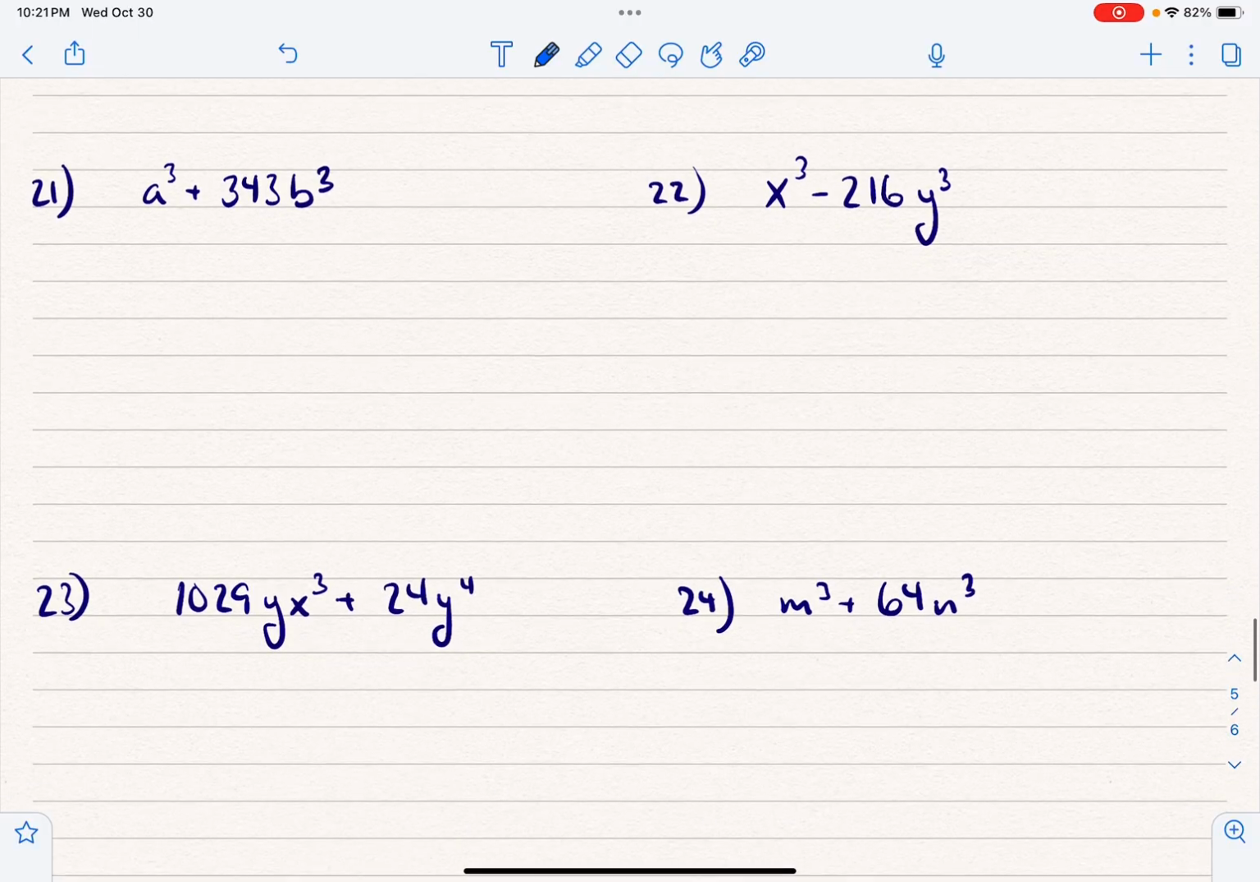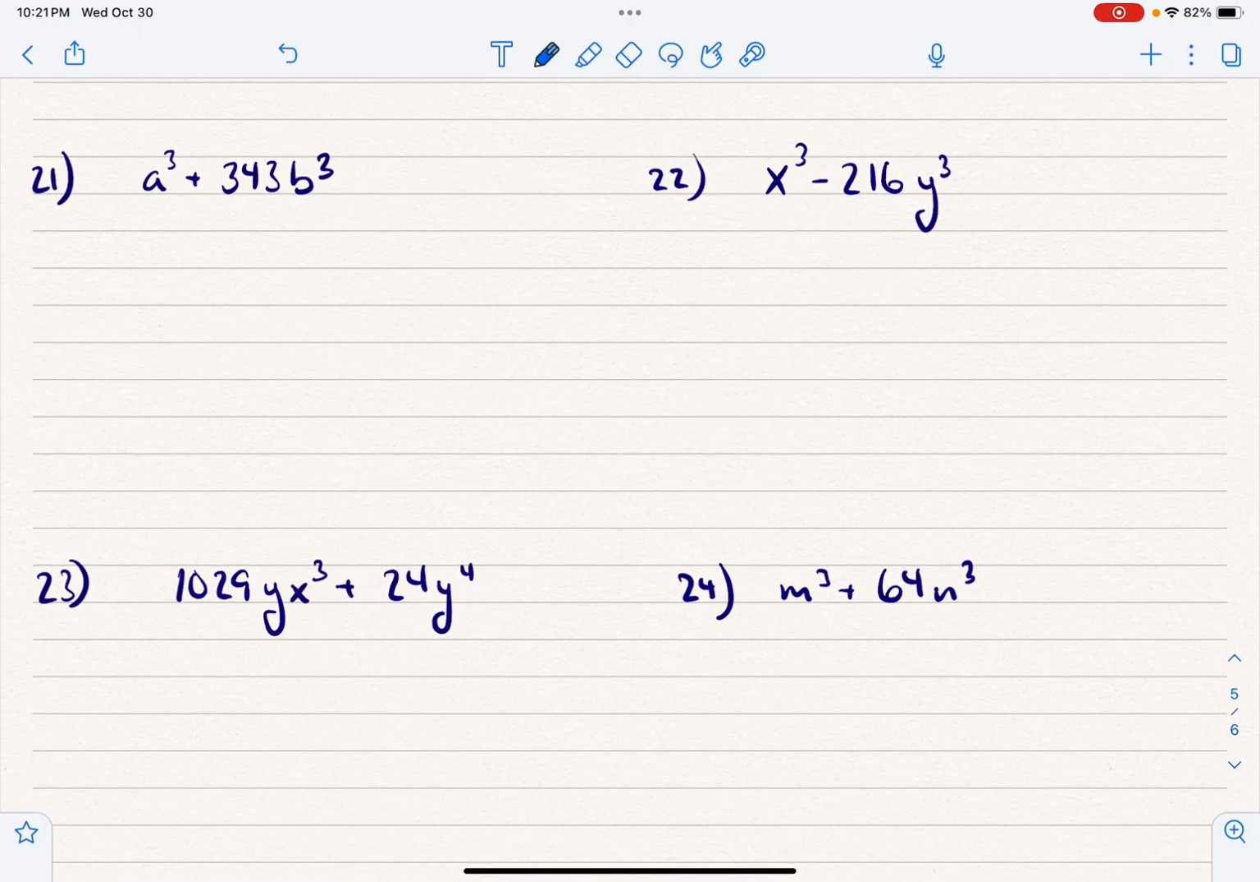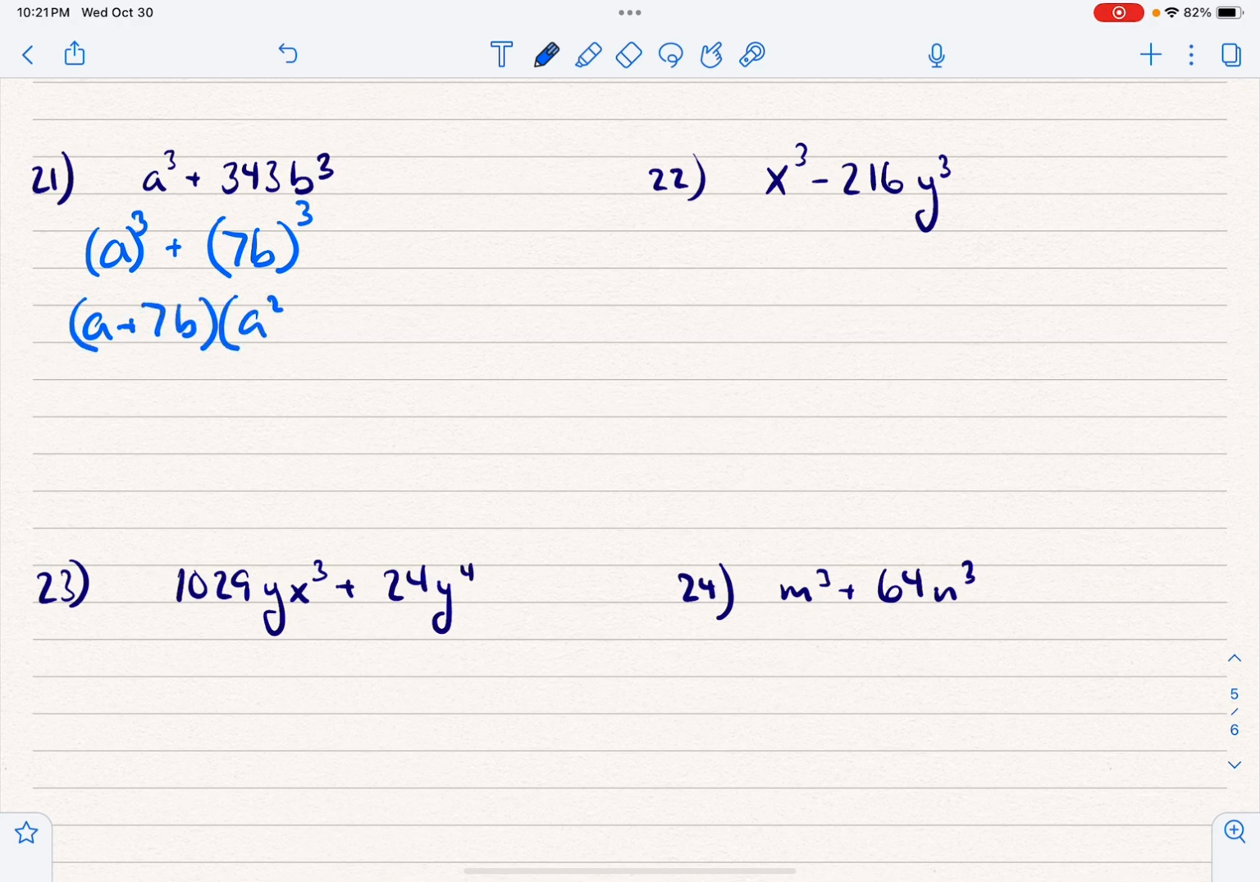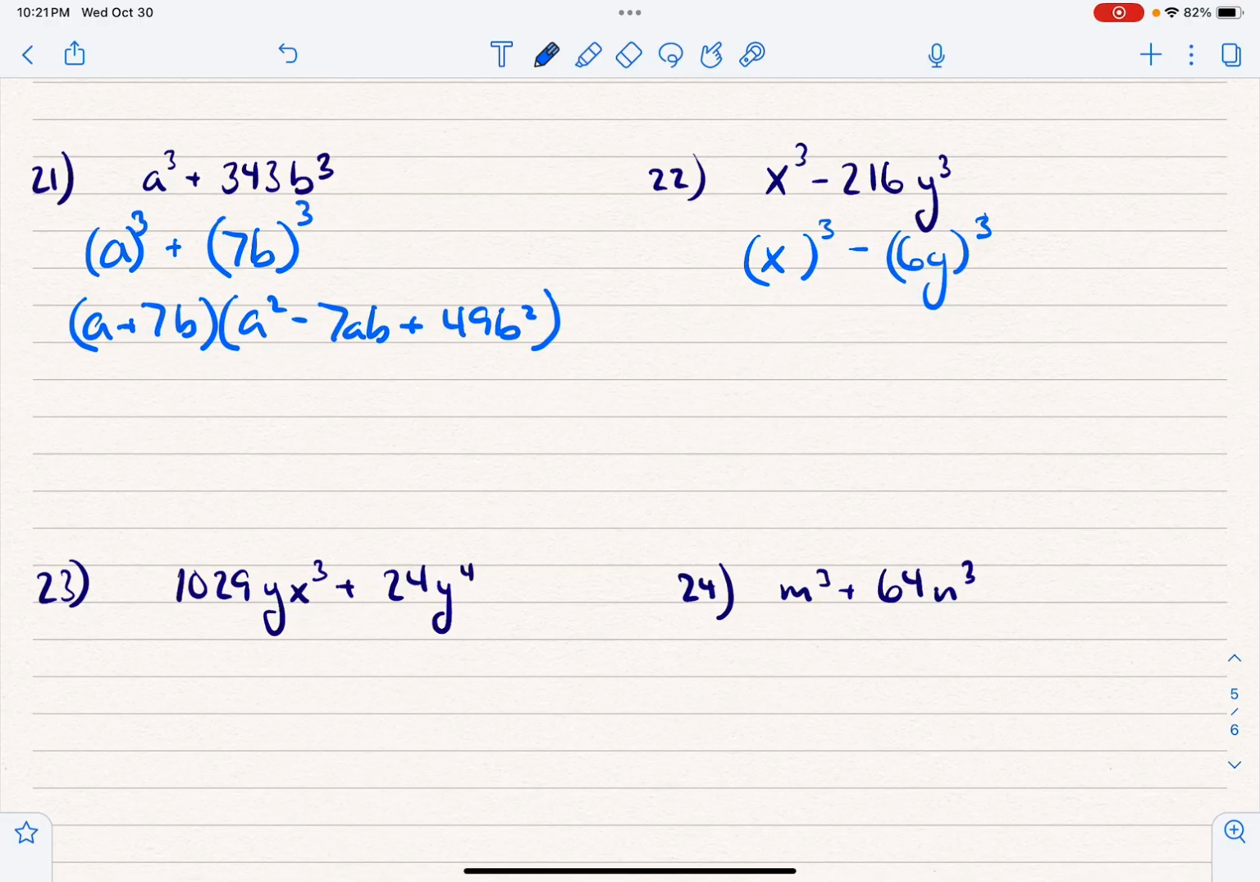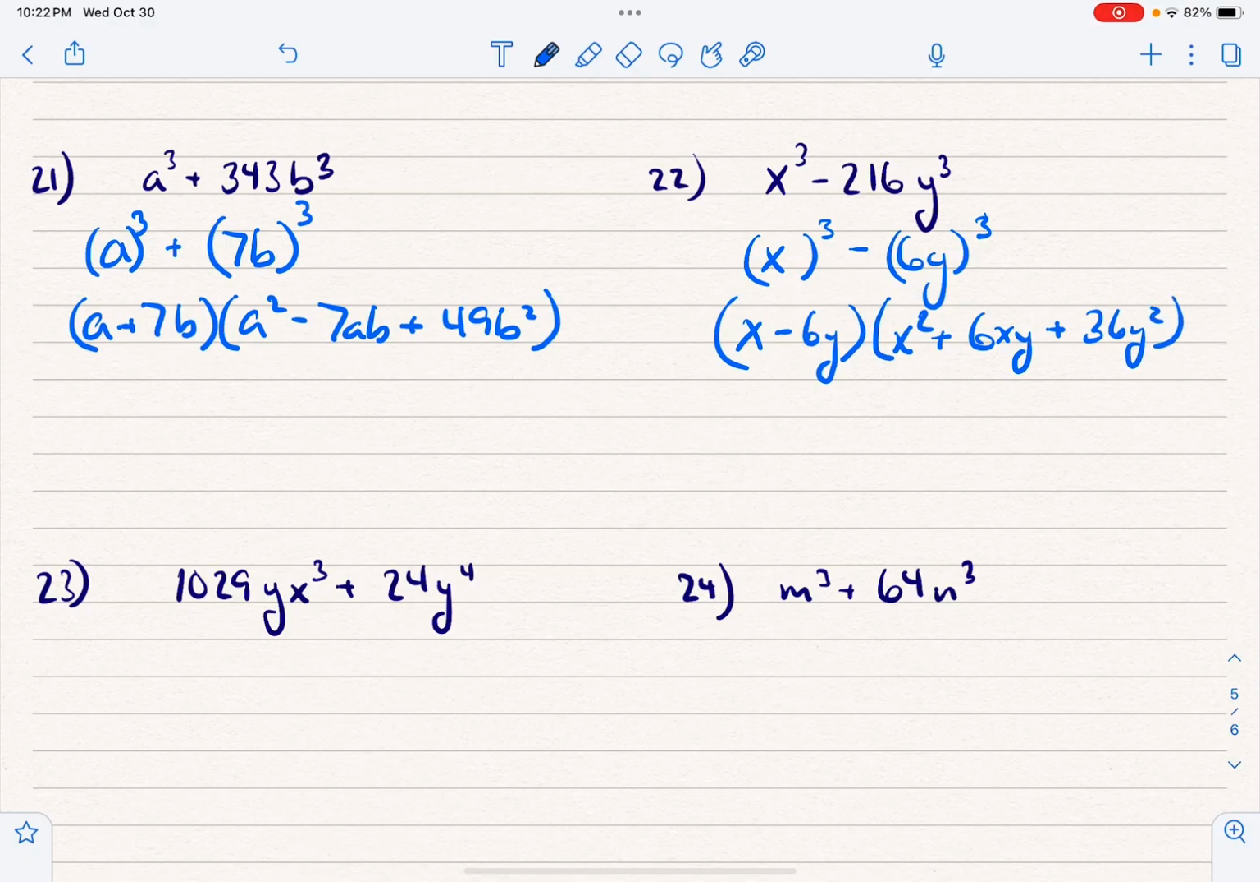Okay. This one is already just the sum of two cubes. This is a being cubed. This is 7b cubed. And so we look and say this must be a plus 7b times a squared minus 7ab plus 49b squared. All right, this next one is just x cubed minus 6y cubed. So therefore, this is x minus 6y times x squared plus 6xy plus 36y squared.